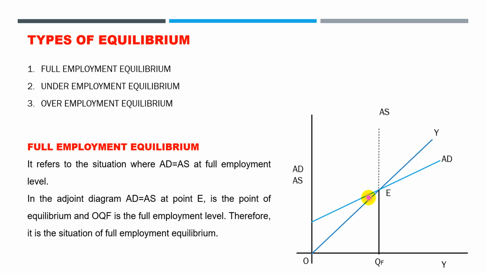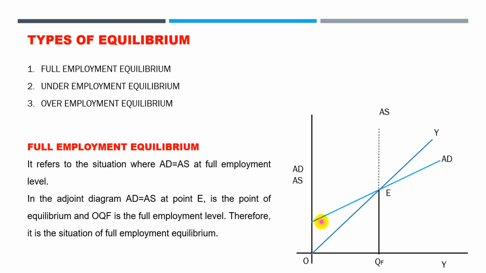Y is the 45-degree line or income line. This is the full employment level. So from this particular point, the aggregate supply curve becomes perfectly inelastic because a further increase in output is not at all possible.